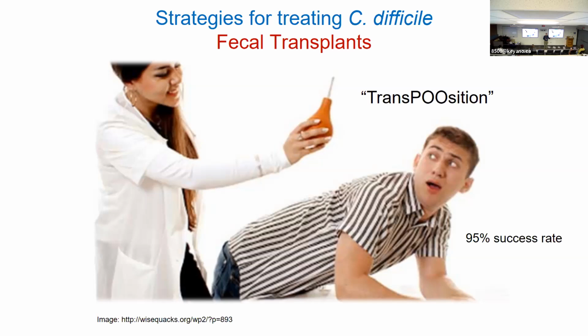And so what can we do about C. diff? Well, we can give people a normal microbial flora. It turns out this has been around since the 1950s, but there's a lot of research now that shows that this is very effective, like 95% effective. So how does it work?